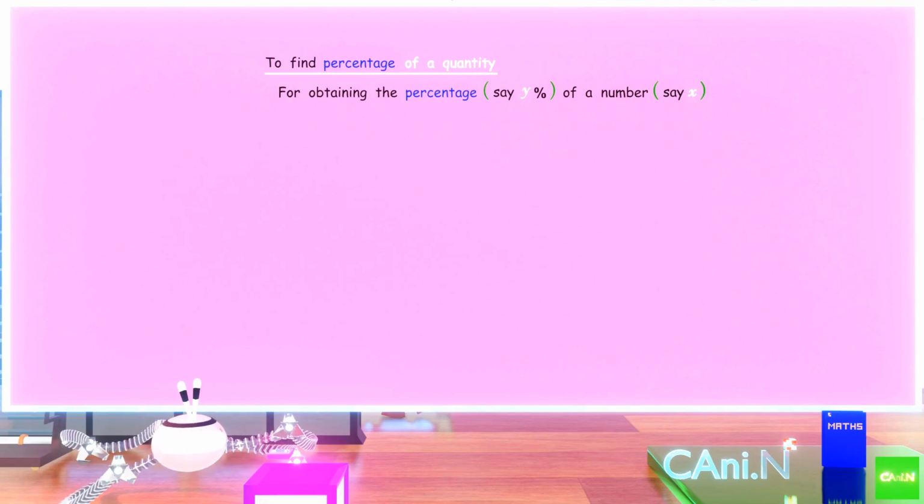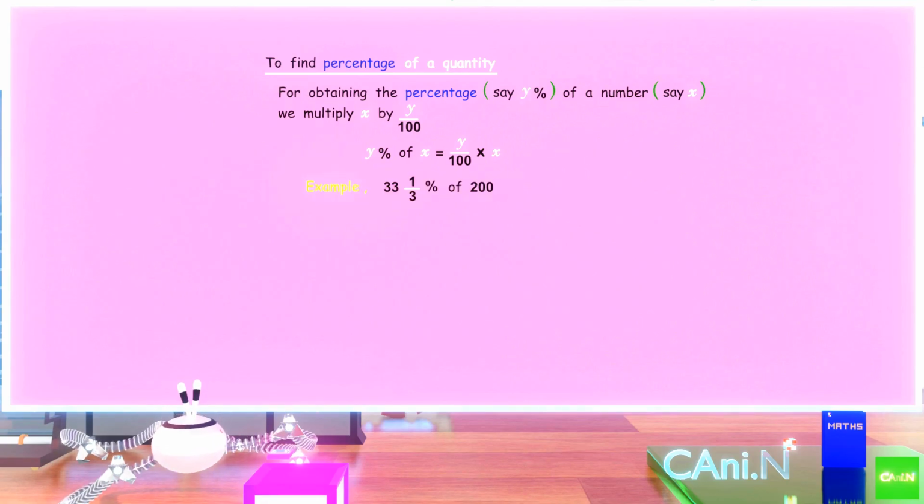Now, to find percentage of a quantity. For obtaining the percentage, say y% of a number, say x, we multiply x by y divided by 100. So, y% of x equals y by 100 into x.